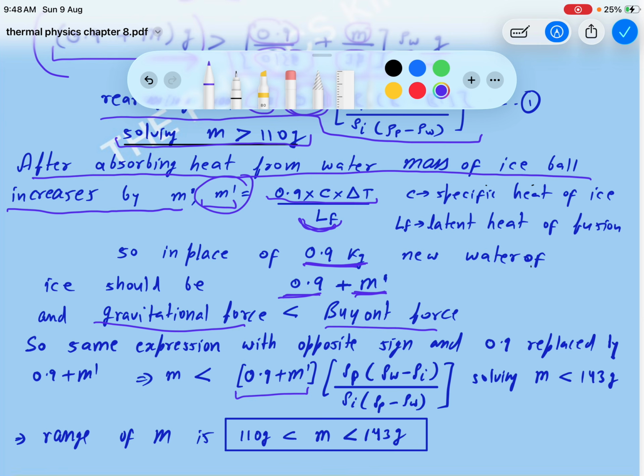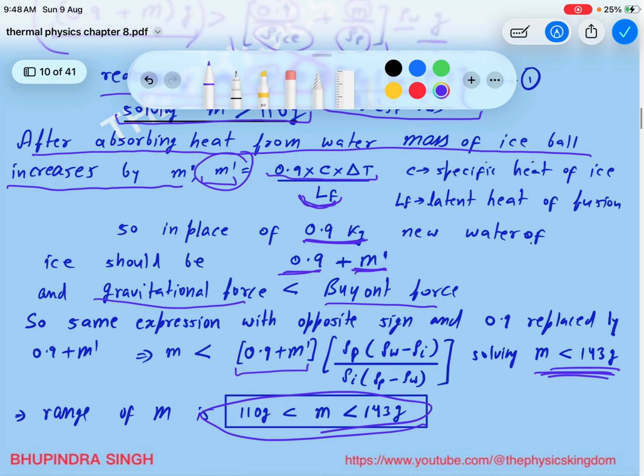Okay, solving it, what are you getting? 143 gram. So it means mass should lie in this range, right? Okay, so very good question. Any doubt is there, or you have any other solution, please write in the comment section, no problem.